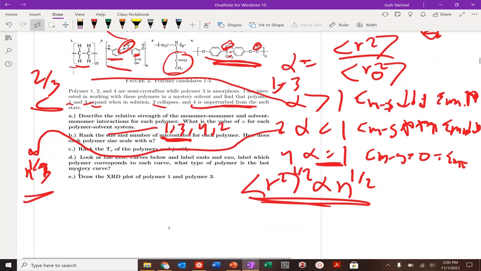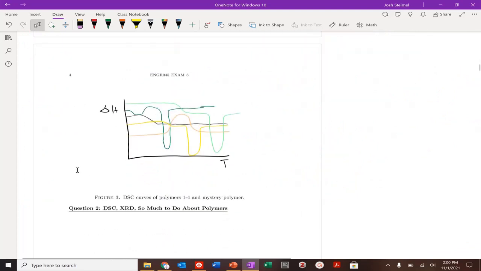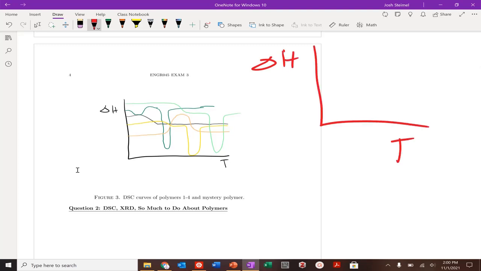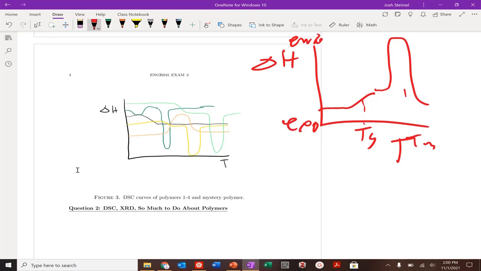Look at the DSC curves below and label endo and exo. So again, whenever I'm looking at these curves, normally, from what we've seen previously, if I have a polymer, it's going to look like this. This indicates my Tg. I need to absorb energy here, and we know that this is a melting transition possibly. So this is going to be my endo. This is going to be my exo. So when this slope goes down, I know that this is my endo, this is my exo.